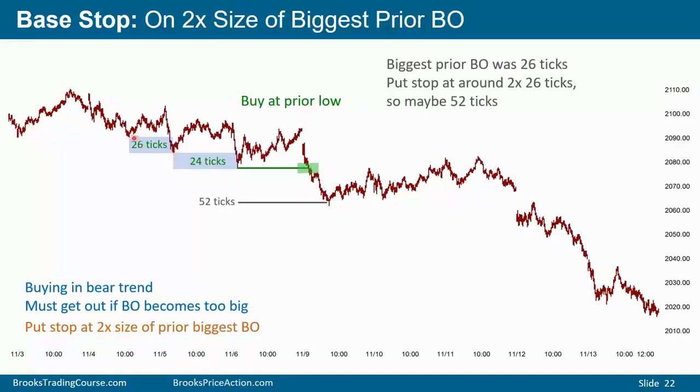This is a 26 tick breakout, and maybe they'll put a stop at a 52 tick breakout, thinking that the breakout probably will be similar to these two, but they certainly don't want to hold long if it's more than twice as big as these two.